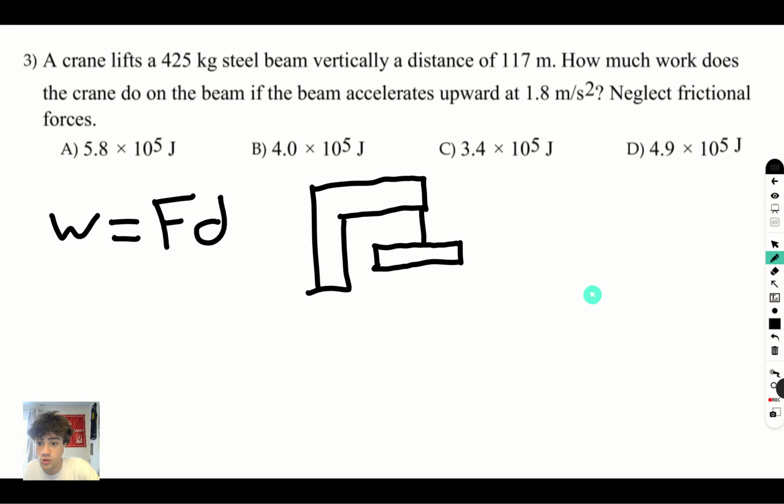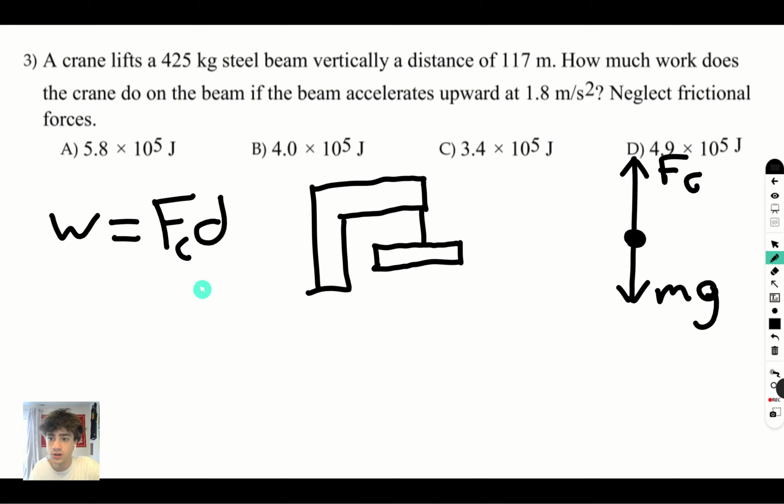And finally, let's draw a free body diagram where the point is going to be our steel beam so we can visualize all the forces. There's only going to be two in this case. The gravitational force going downwards, and then we have the force of the crane. We're going to call that FC, going upwards. So I'm going to write this as FC here as well.